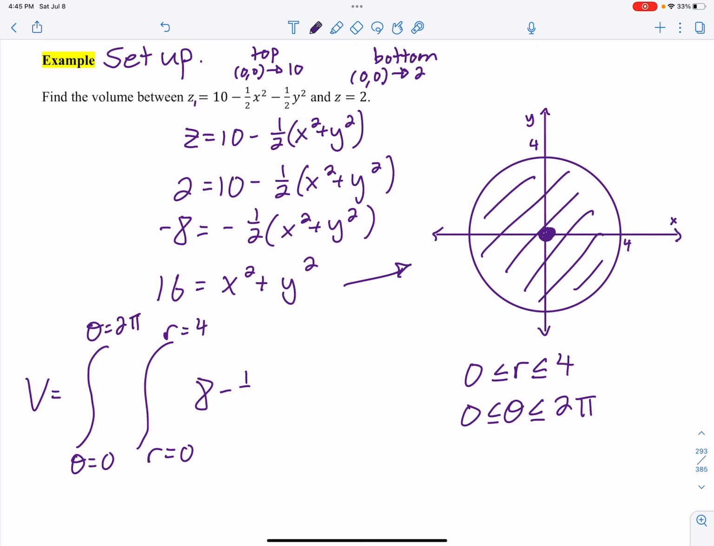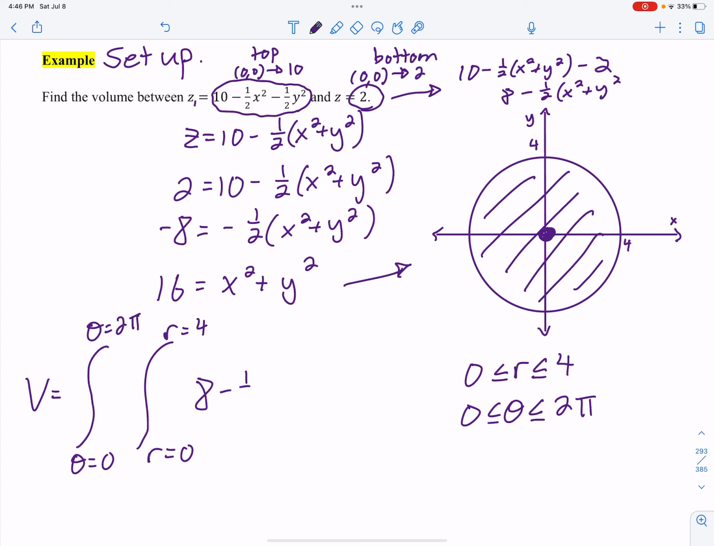If I take now this function minus this function, I'm going to get 10 minus 1/2 x squared plus y squared. We can leave that. I'm not going to touch it. Minus 2. Well, that 10 and 2 make an 8, times that. I can also replace the x squared plus y squared with r squared. So I'm going to get 8 minus half r squared. If I'm switching to polar, remember I got to add an r, dr, d theta.